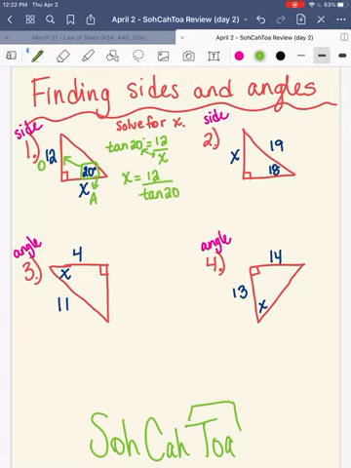Okay, so I am going to show you how to type this in the calculator in my screen in just a second. So what we're going to type in is 12 divided by tangent 20, okay? And we're going to round to nearest tenth.